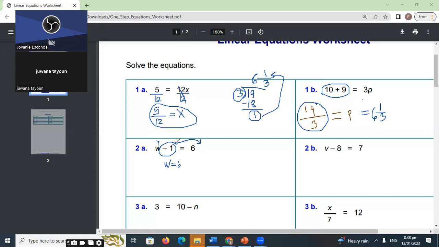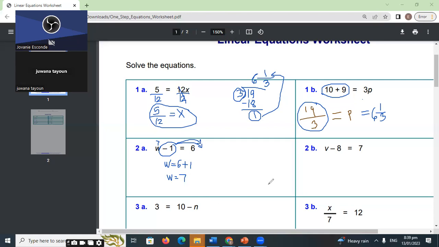And we transpose this to the other side, or we transfer -1 to the other side. Always remember that if you transfer a term to the other side, Juana, the sign of the term changes to its opposite sign. What is the opposite of negative? Positive. So this becomes +1. Because you transfer negative to the other side, that becomes positive. So W is equal to 7. Is it clear? Yes po.